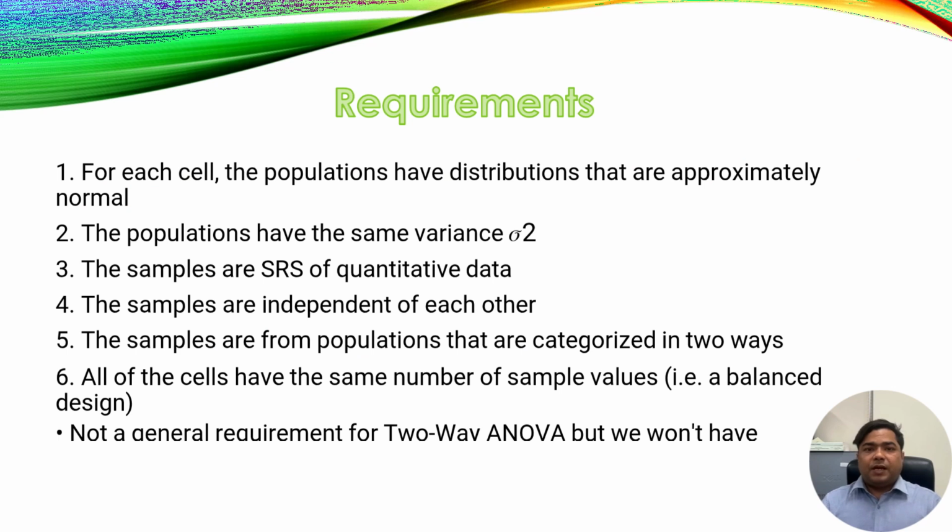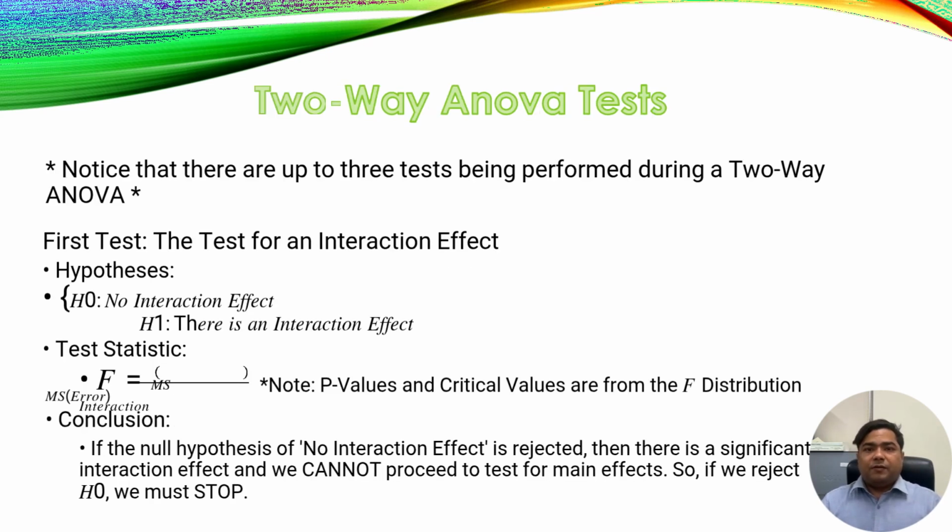For a two-way ANOVA, each cell's population should be approximately normal with equal variance. Samples must be simple random samples, independent and categorized in two ways. A balanced design, where all cells have the same number of sample values, is used here, though not a general requirement. In a two-way ANOVA, the first test examines the interaction effect.